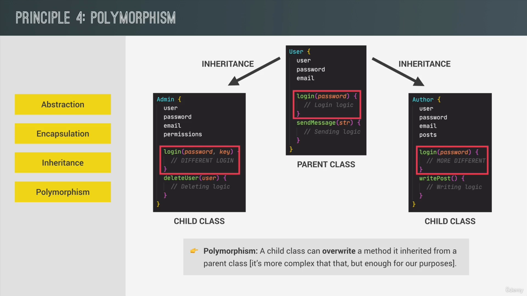Well, it's actually quite simple. In each class, we simply just write a new method, which is also called login, and then, according to polymorphism, that login method will override the login method that has been inherited from the user class. And that's actually it. That's all you need to know about polymorphism.